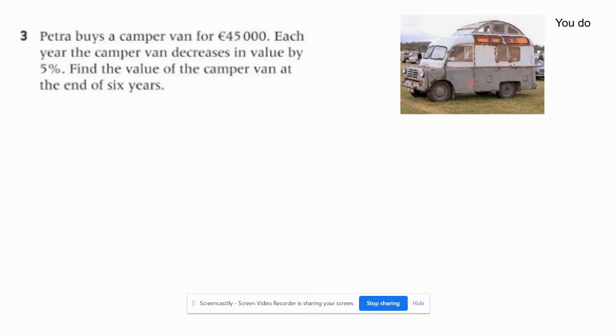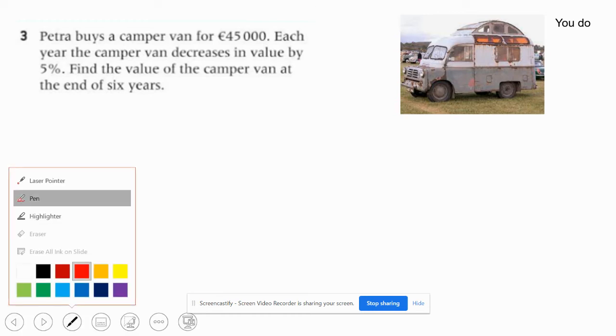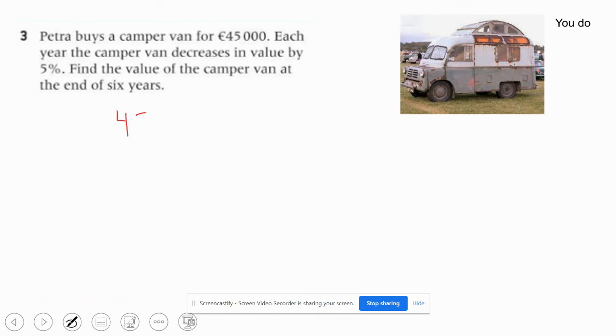Petra buys a camper for 45,000, whatever those are, pounds. Each year, the camper van decreases in value by 5%. How much would the camper van be at the end of 6 years? So 45,000 is our initial amount. It's really like year 0. So we're decreasing in value by 5%. So our R value is 0.95.